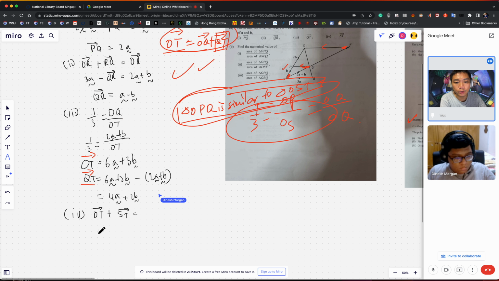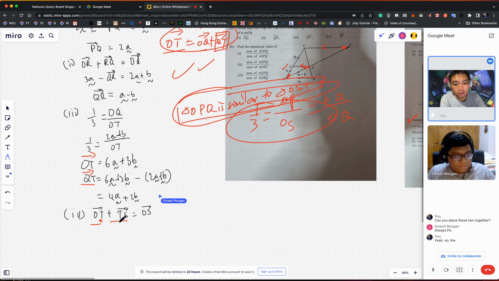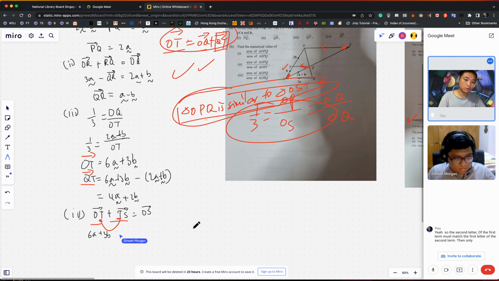Can you add these two together? Always. Yeah. So the second letter of the first term must match the first letter of the second term. Then only you can add them together.